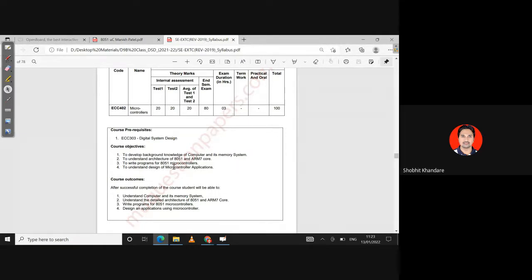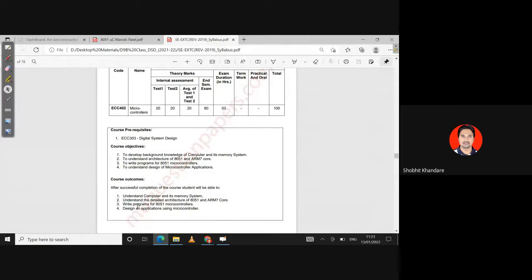So when we go into the modules, at that time I will explain what this microcontroller is and what the different applications are. At the end of the semester, you will be able to understand these four things. Number 1, understand the computer and its memory system, which is here. Second is to understand the detailed architecture of 8051 and ARM7 core. Okay, the same thing as the objective, and you will be able to take the outcome from that course.